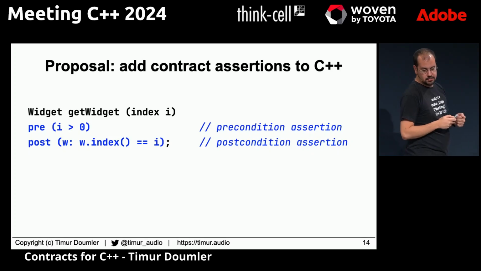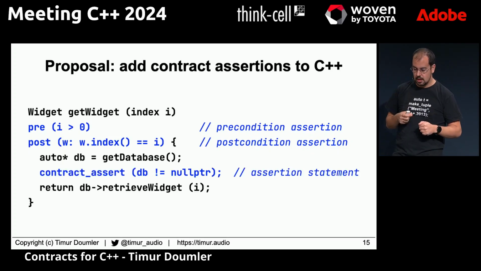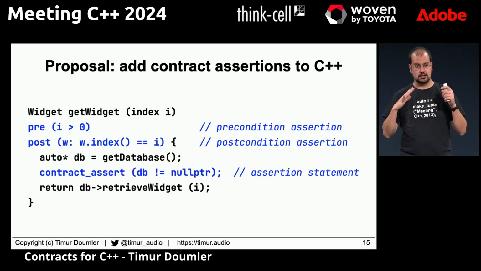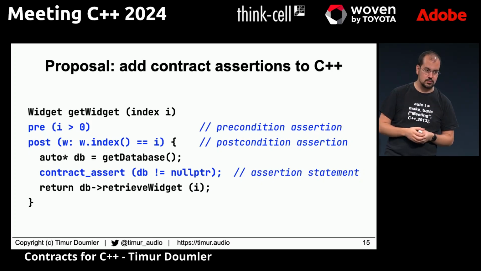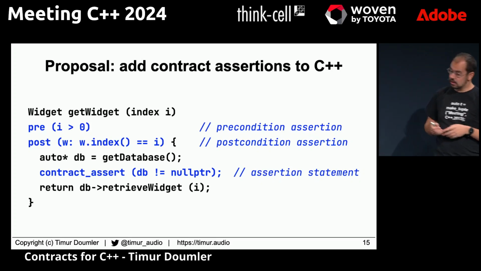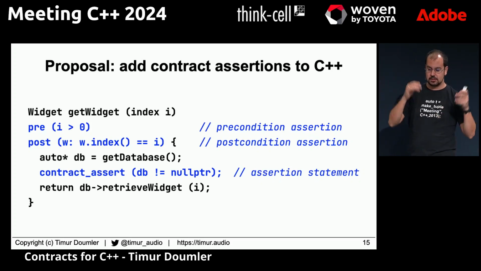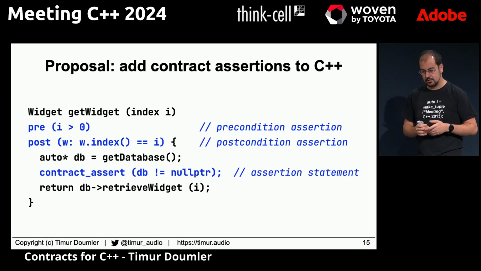And there's a third type of contract assertion, which we call assertion statement, which is spelled contract assert. You would really like to spell it just assert, but unfortunately that conflicts with the existing macro. So we had to pick another keyword. Contract assert is basically the same thing, except that it's inside the function body and not on a declaration. So we have these three types of contract assertions.